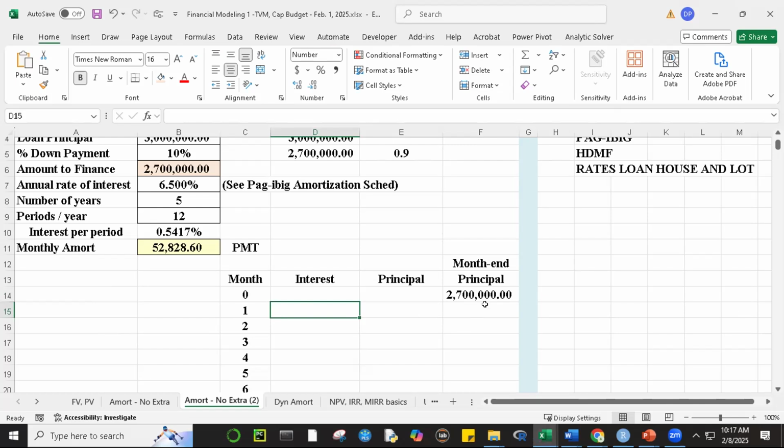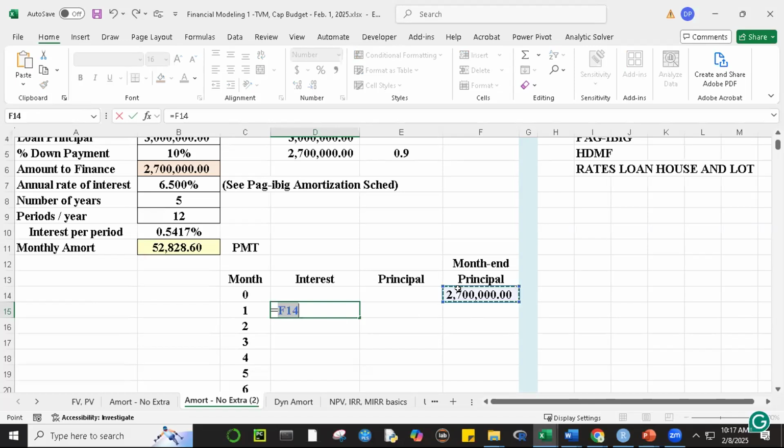Okay, so once again, let's redo this. The interest will of course be equal to the previous month-end balance multiplied by the interest rate, which will now be this one. It'll still be the interest per period. Only it will change because we change the value here.